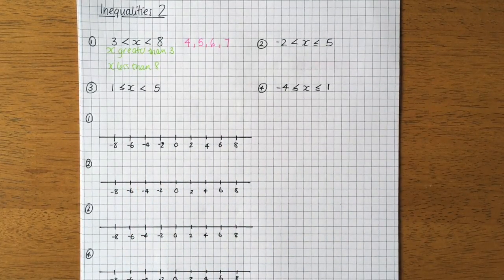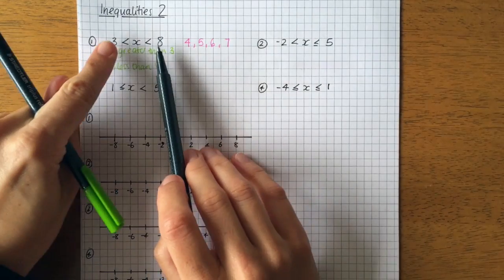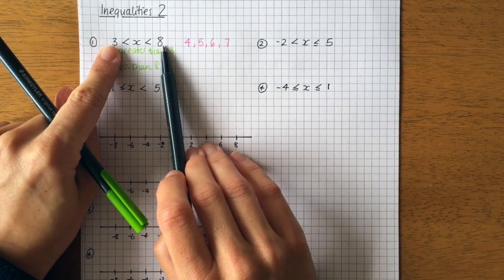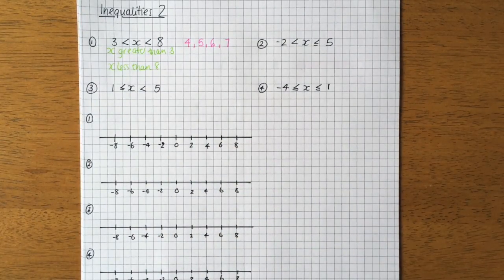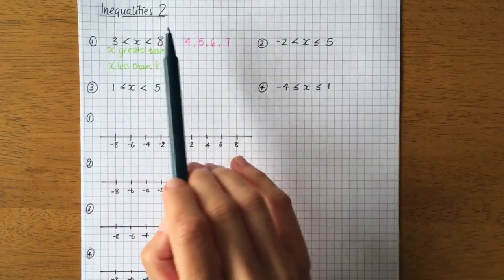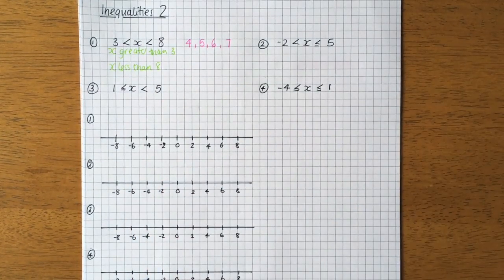Okay, so the trick with these is that the numbers that are in the inequality, so the 3 and the 8, they're not going to be outside of those numbers. It's not going to be any less than this one, it's not going to be any more than this one ever, but you're just looking at whether it includes that number as well.